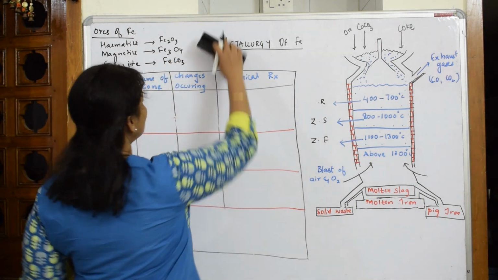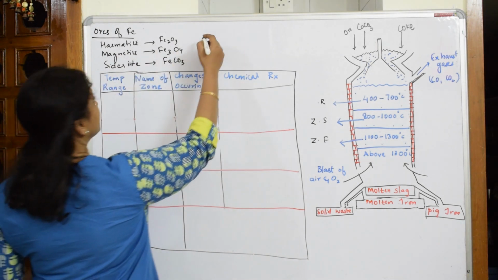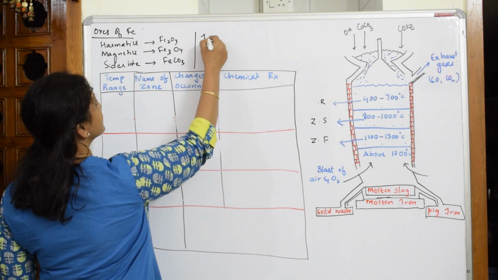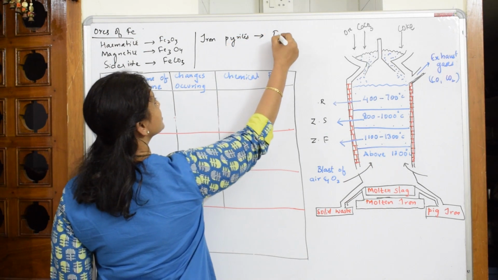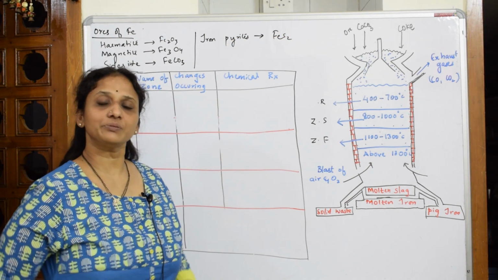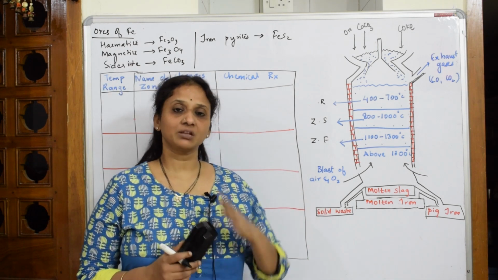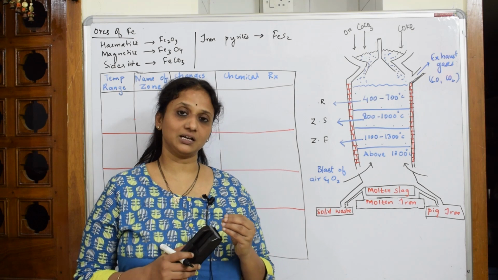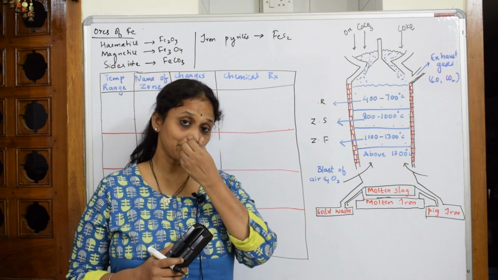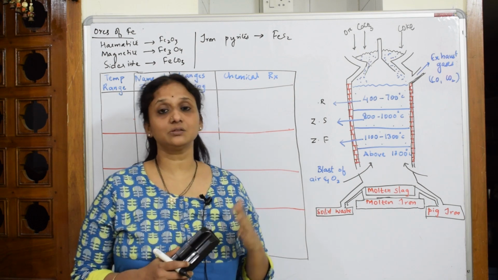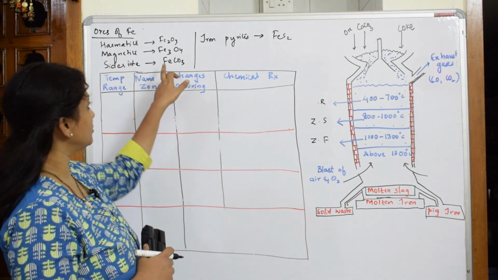You have one more ore which you are going to study, iron pyrites, so simple, FeS2. Now what are we going to do? From the earth's crust, we are going to pick up this ore of iron. This iron ore undergoes different steps in the metallurgical process. The first step is we are going to separate the ore from its gangue particles. So the first technique is you're going to take the ore.